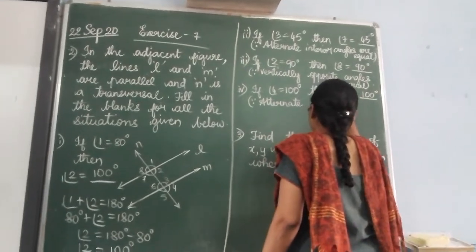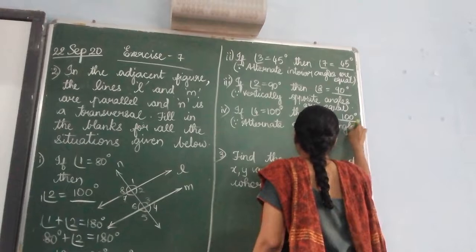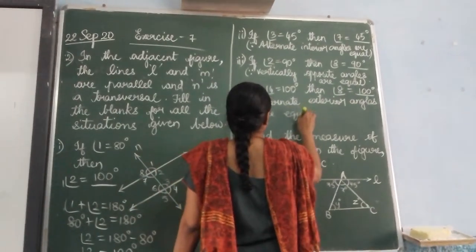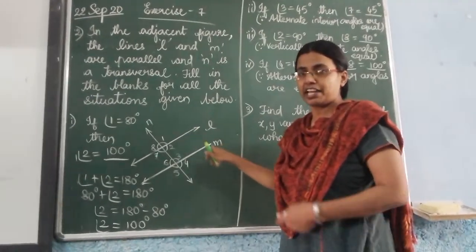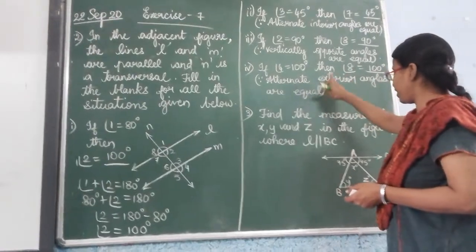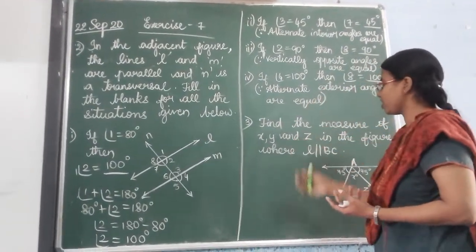Alternate exterior angles are equal. Why are they equal? Because we have parallel lines. L and M are parallel lines. That is the reason we are equating the angles. We know that they are equal, so we are using that.